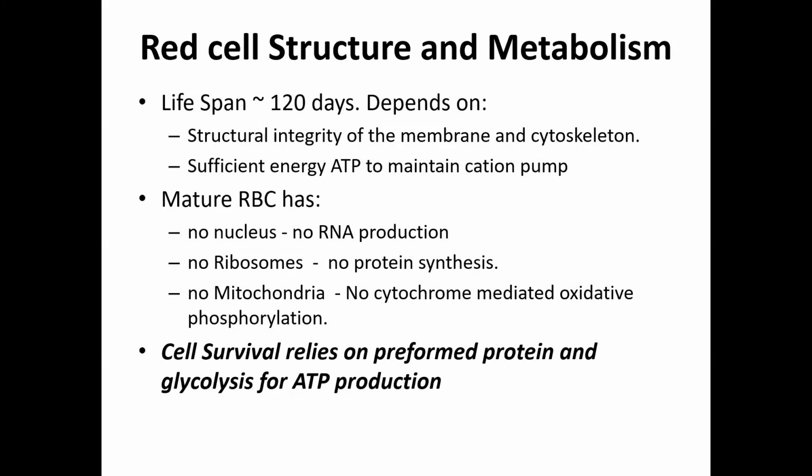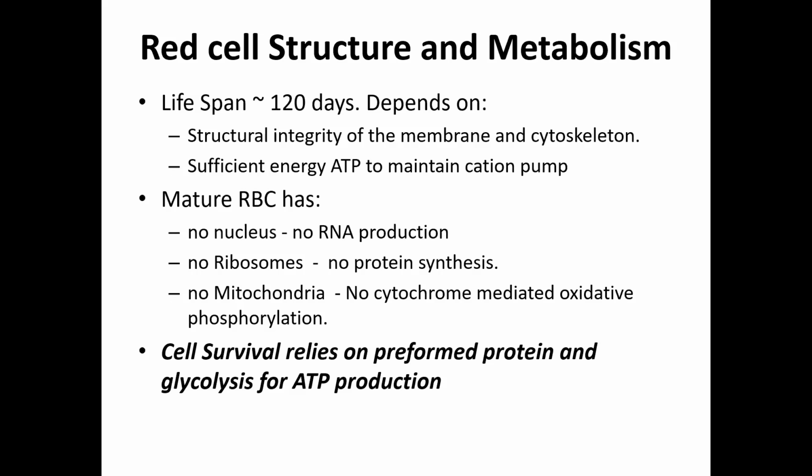So remember, the mature red cell has no nucleus, so there is no RNA production once it has matured. Therefore, there are no ribosomes, and therefore no protein synthesis is occurring in the mature red cell. There are no mitochondria, so there's no cytochrome-mediated oxidative phosphorylation. And so we emphasize that the red cell survival relies on preformed protein and glycolysis occurring for ATP production.